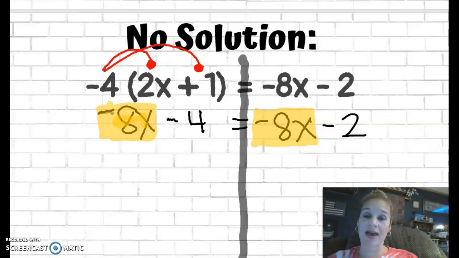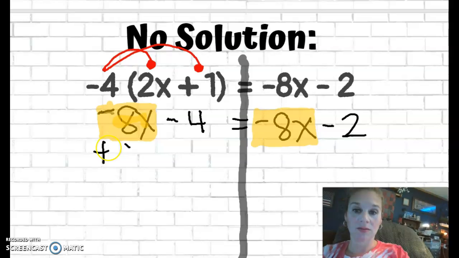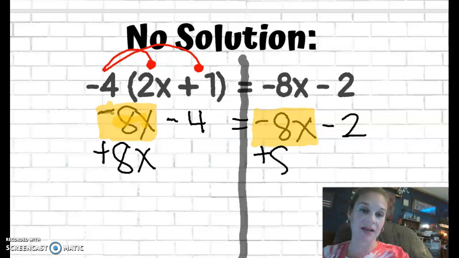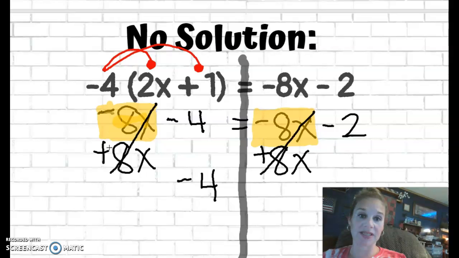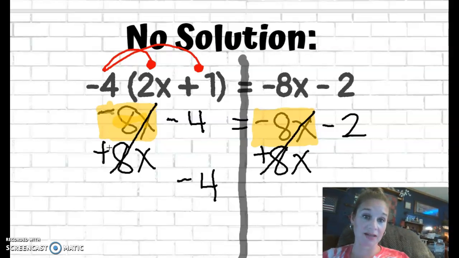Let's add 8x to both sides, because if we do it to one side, we have to do it to both sides. So plus 8x over here and plus 8x over here to keep it balanced. This cancels out, and we're left on the left side with a -4. On the right side, the -8x plus an 8x also cancels out, so all that's left on this side is -2.